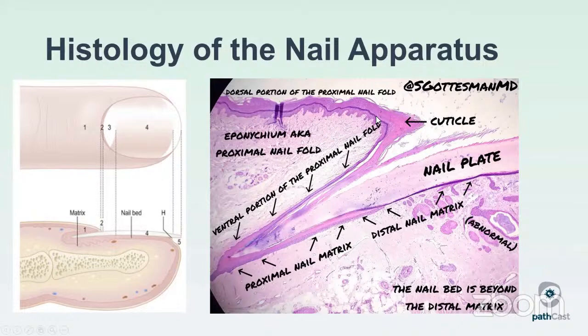But Sylvia posted this beautiful labeled image showing here the eponychium, also known as the proximal nail fold, going into the cuticle. We all know our cuticle that goes right on top of our nail plate, the ventral portion of the proximal nail fold. Here is our proximal nail matrix, our distal nail matrix. Ignore the neoplasm that's developing here. That's why this was biopsied.